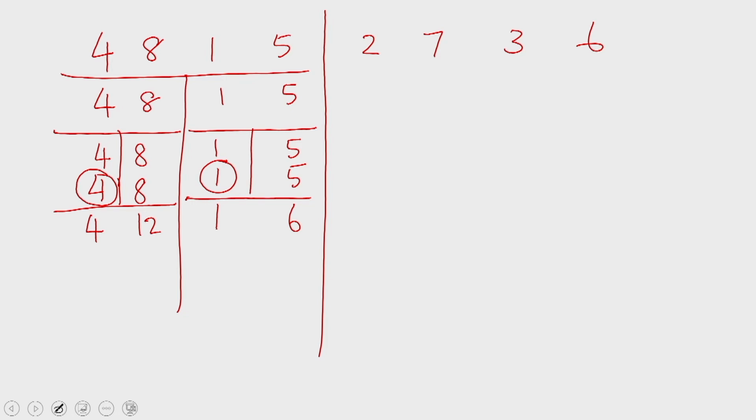Then, combining the solutions 4 12 and 1 6, we take the rightmost sum on the left side, which is 12, and this 12 is added to every value on the right side. Therefore, we have 13 and 18 here, and on the left side we have 4 and 12 remaining as it is. So, the instance 4 8 1 5 has the solution 4 12 13 and 18. As you can see, the solution is correct. Similarly, for the instance 2 7 3 6, we form the solution 2 9 12 18.